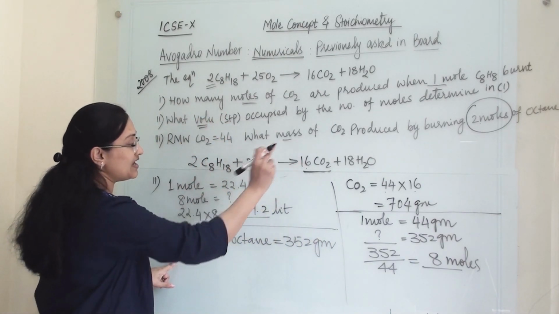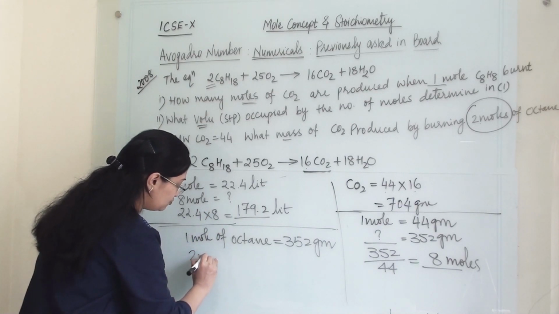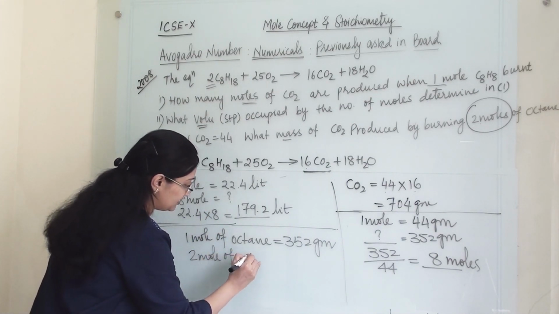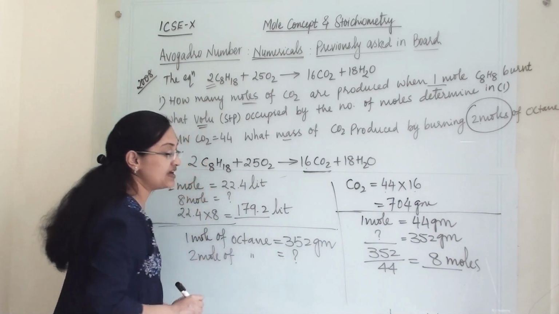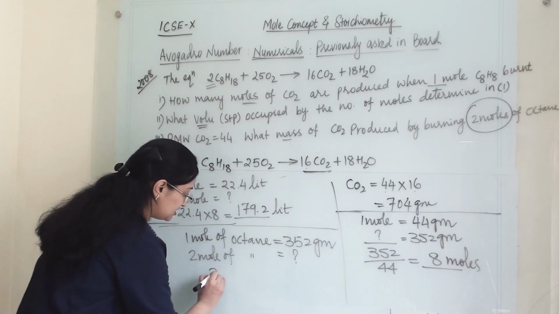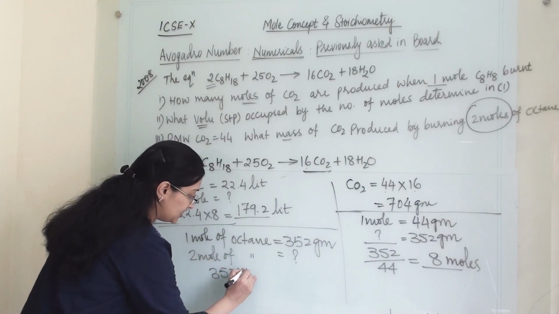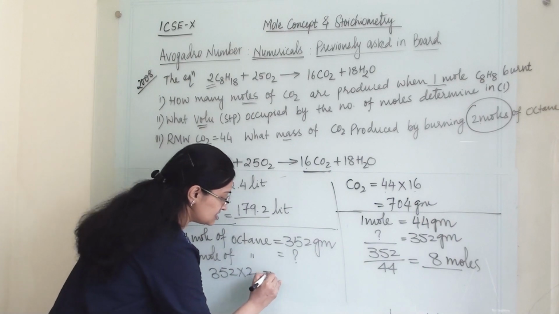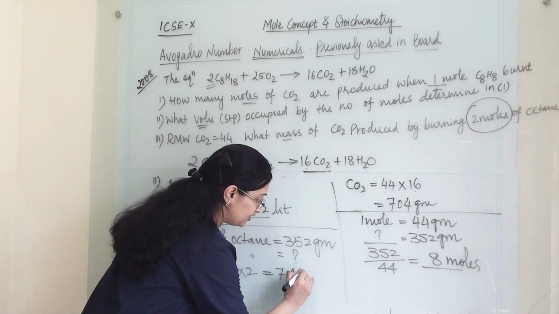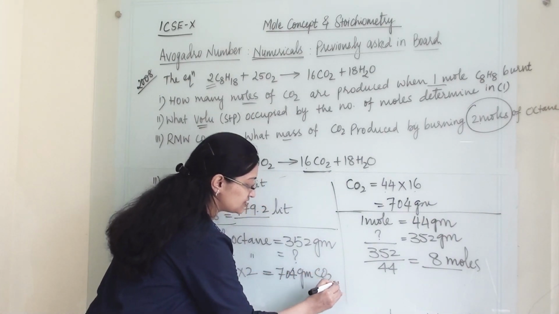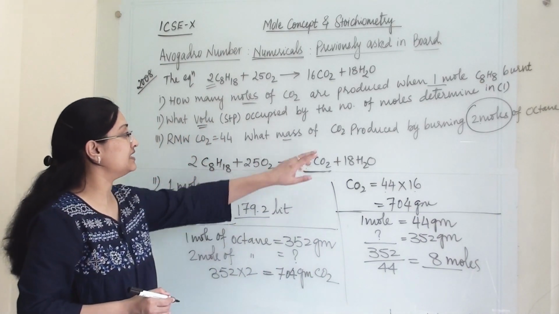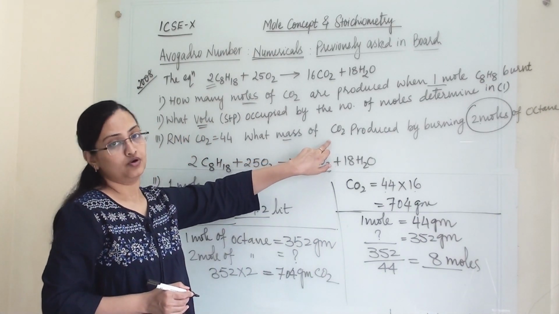Then now we are burning how much? 2 moles of octane. Then how much carbon dioxide will be generated? So here 352 into 2. So the answer is 704 gram of carbon dioxide will be generated by burning 2 moles of octane.